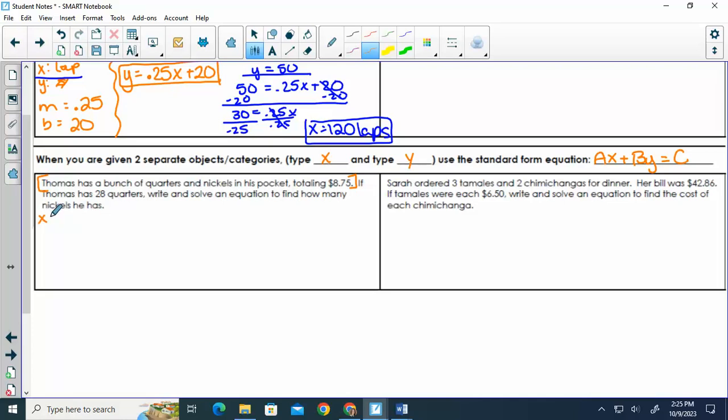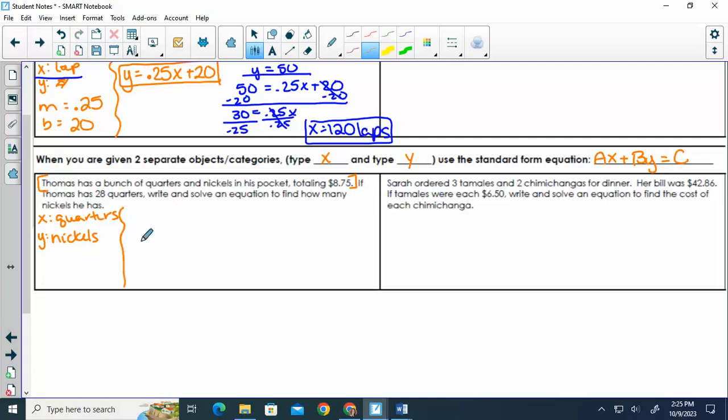So first thing I want you to do every time is tell me what X and Y are. So I'm just going to say X is my quarters and Y is my nickels. Everybody write that down. Now the next thing, we have to write an equation. Okay, it's standard form, ax plus by equals c, because we don't have the slope or y-intercept here.